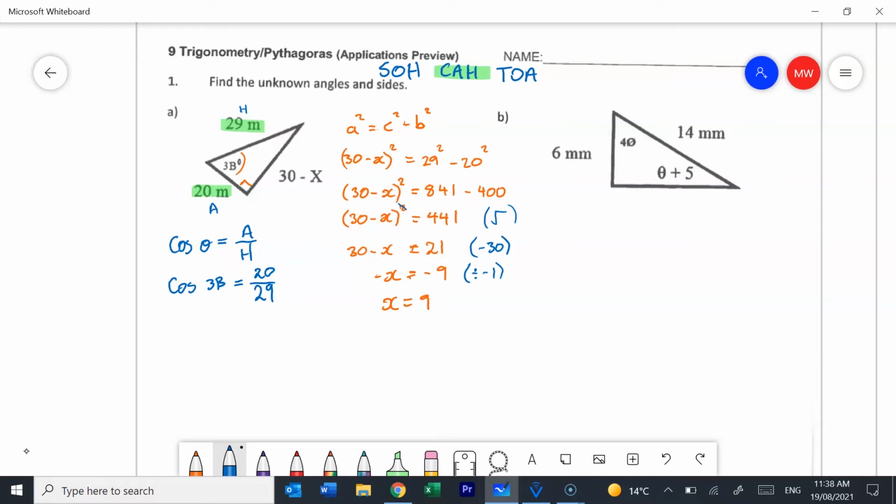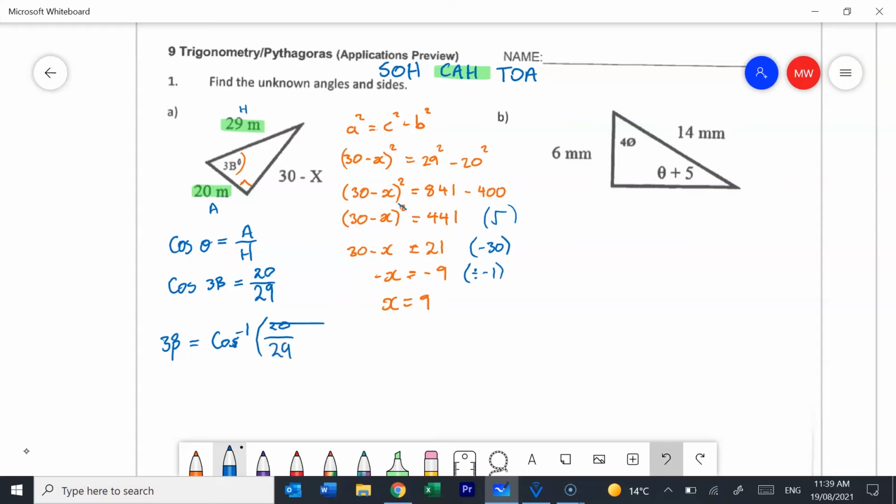Just leave it as 3b, just ignore it all the way till the end of the question, and then we'll just switch over to balance method and get rid of the 3, okay? So don't do anything fancy here. Remember that when we're finding an angle, it's going to be inverse cos, inverse cos 20 over 29.